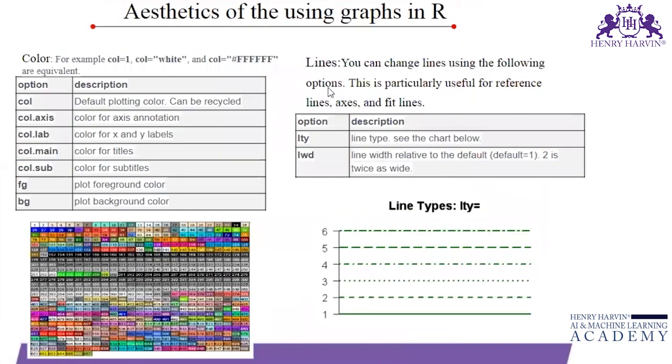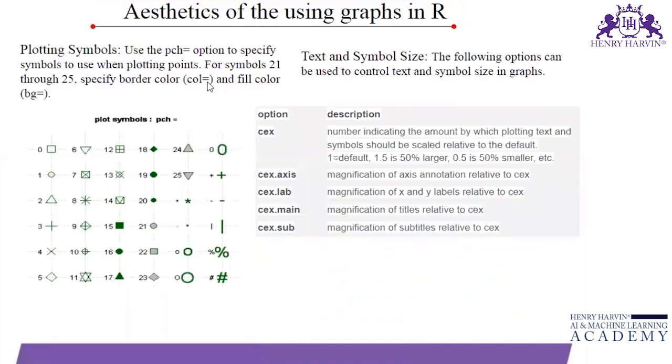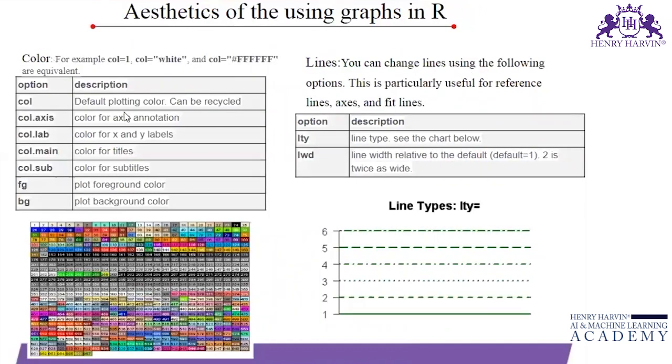Next, we are showing the aesthetics that are used for building graphs in R. There are four main aesthetics that we will be discussing. So first is color. Whenever we are creating a graph, to make it attractive, we should always use colors and different types of lines, and different shapes and sizes of the points that we are using. There are multiple options that we can use to color. If we are plotting a graph, there are default plotting colors that can be recycled.